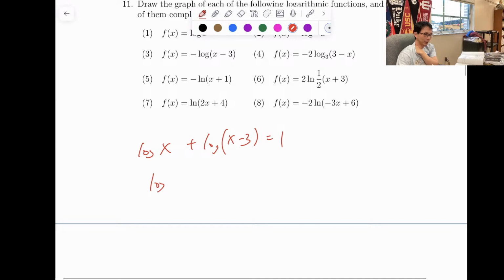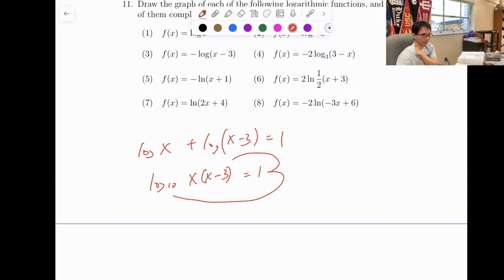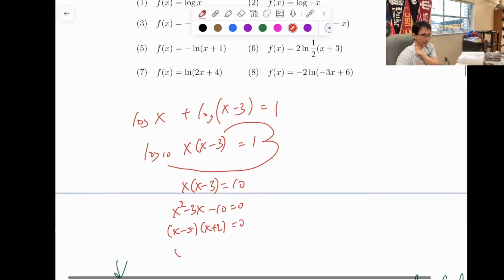Yeah, combine into one logarithm. Why do you combine it? Because then you can use the heart method, right? So can I draw a heart now? It'd be x times x minus 3 equal to 10, right? And then that becomes a question you know how to do. So that's x squared minus 3x minus 10 equal to 0. x minus 5, x plus 2 equal to 0. x equal to 5, x equal to -2.